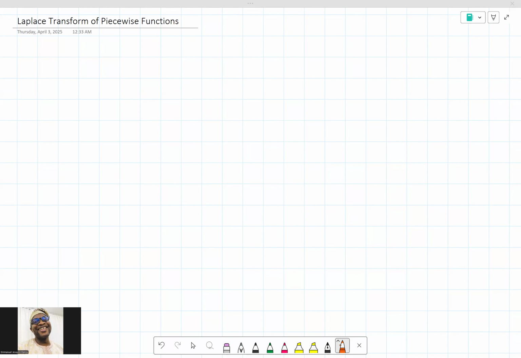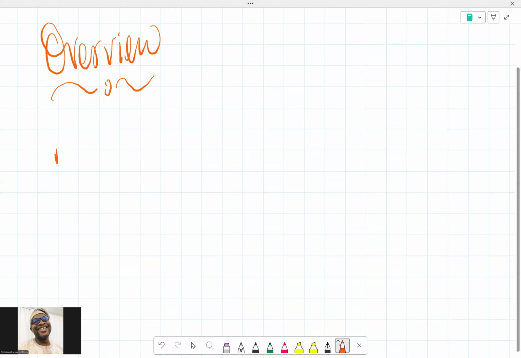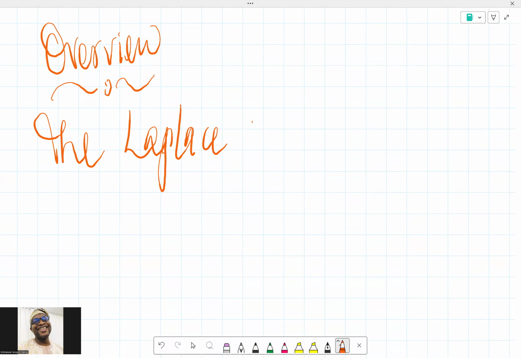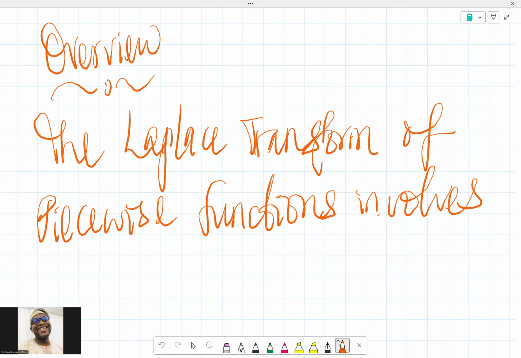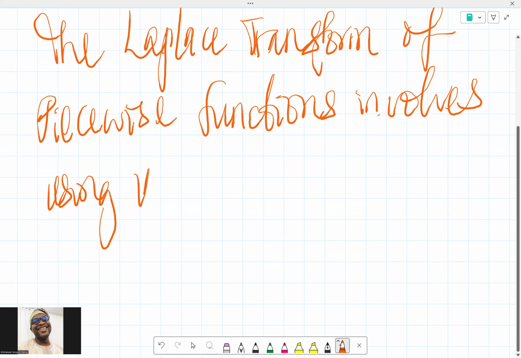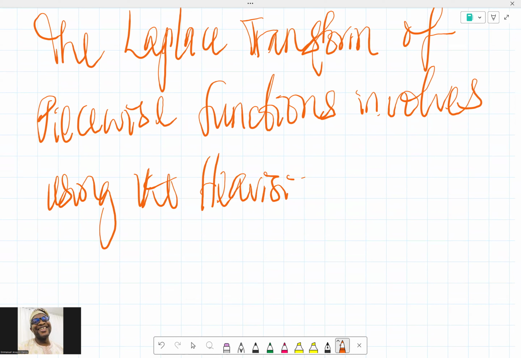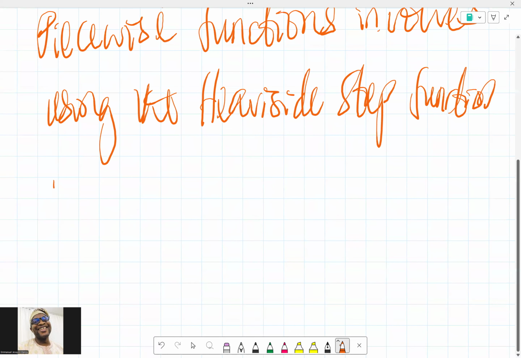In this video, we're looking at Laplace transform of piecewise functions. As the name implies, you have a function that is piecewise. The Laplace transform of piecewise functions involves using the Heaviside step function. I think we've done something close to this when we talked about the unit step function. Using the Heaviside step function, which we can refer to as U sub c of t.